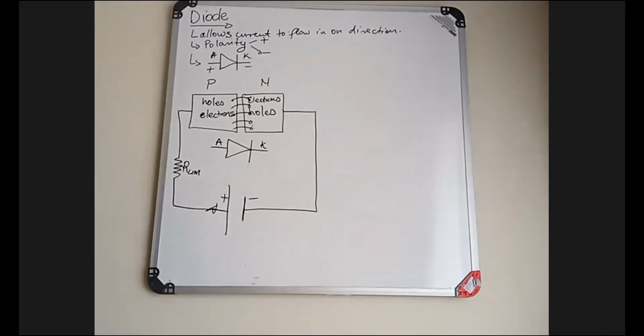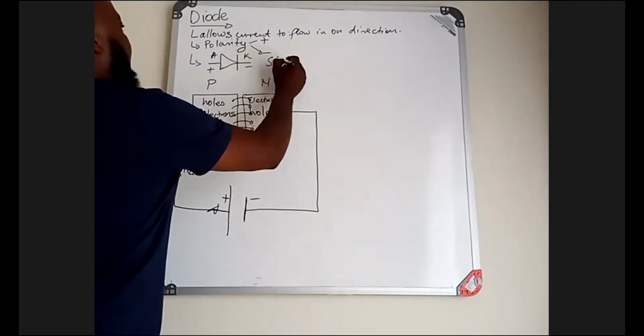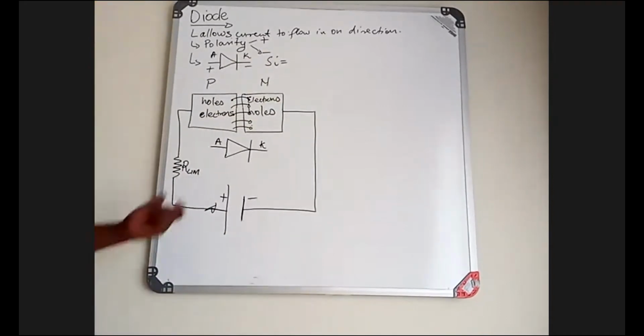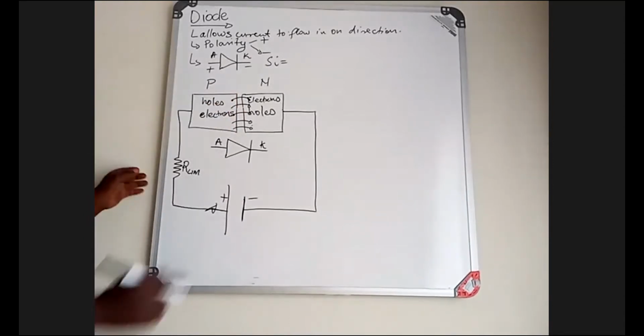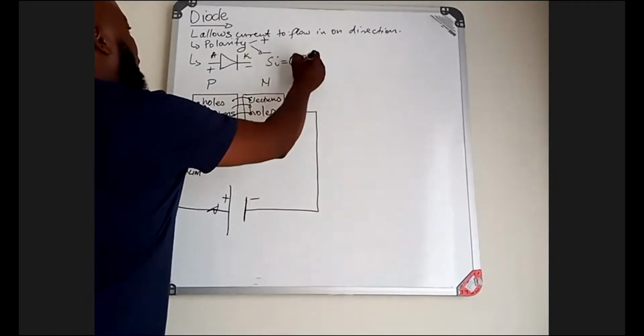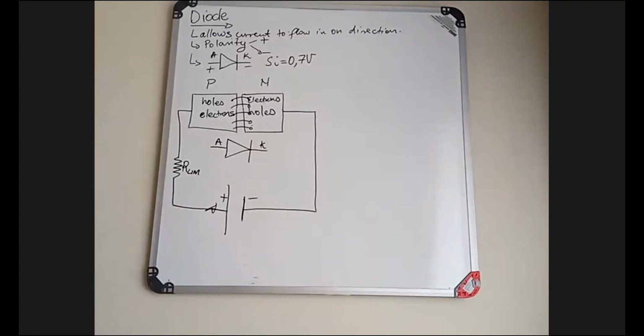Now we have got two types of materials which are used to construct this device. We have the silicon material and we have the germanium material. If it is a silicon material, the barrier potential created when these combinations start to exist will be 0.7 volts.